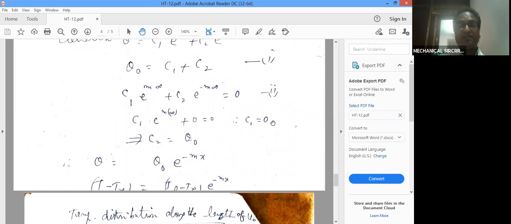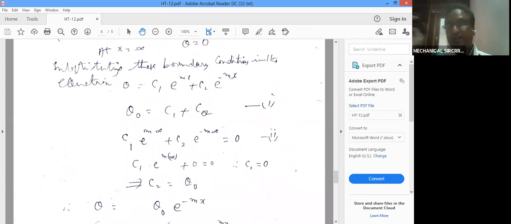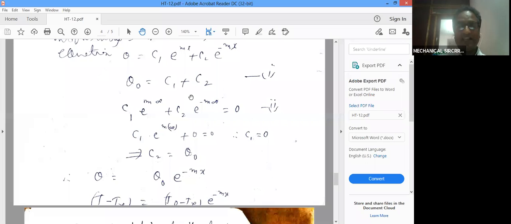So if you substitute c1 is equal to 0, whatever the c2 value is, you have to find out the constants c1 and c2. That is our aim. What is our aim in this? You have to find out the constants c1 and c2. So from the second boundary condition, c1 is equal to 0. Substitute that c1 in this equation. Since c1 is 0, c2 is equal to theta naught.